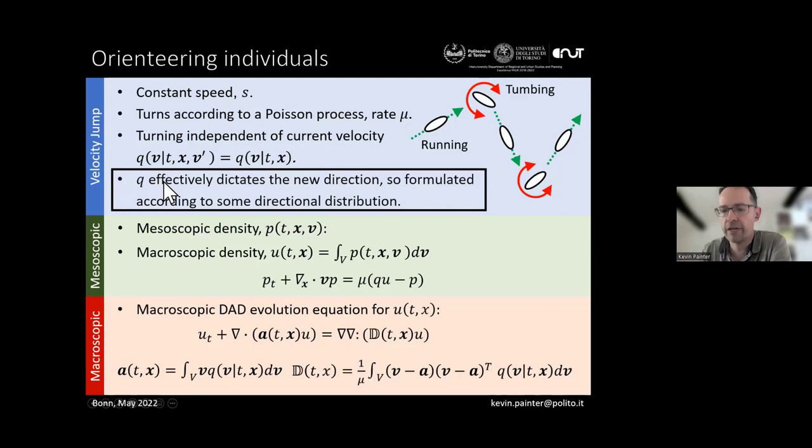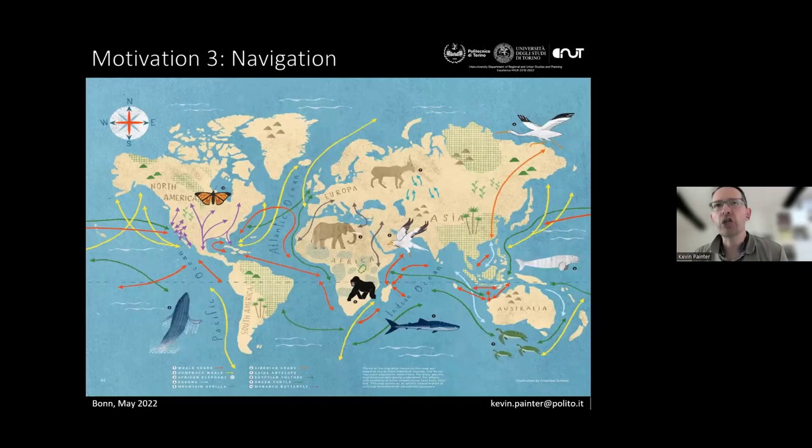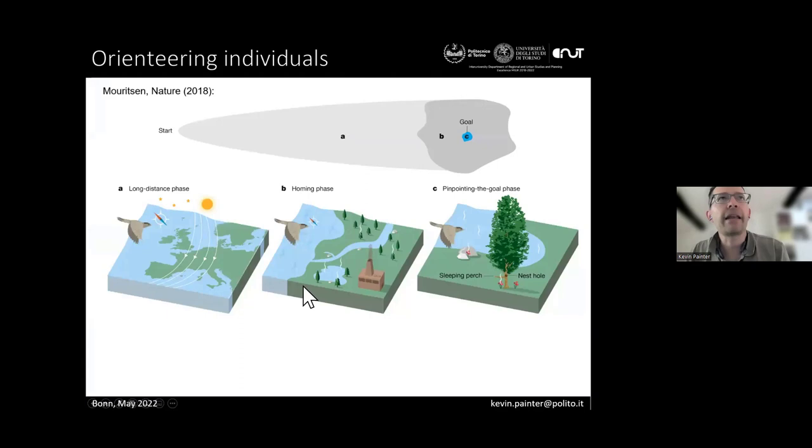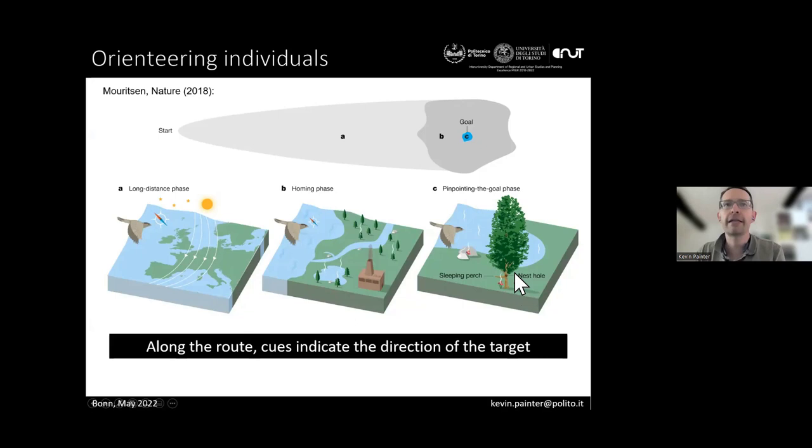So based on this, let's consider navigation as a model problem. This problem of how animals get through the environment has been studied for many, many years. Basically animals need to start somewhere, and they need to get to some sort of goal. That's been described as various phases. You have a long distance phase where you're using very large scale cues, maybe following the position of the sun, maybe following magnetic field information, then a homing phase where you're maybe picking up particular environmental features. And then there's a pinpointing the goal phase. For example, you recognize your particular tree where you have your nest hole. But basically, along your navigation route, you have various cues giving you an indication of the direction of the target, some sort of bias towards the goal. But it's going to fluctuate across the route in terms of the strength of that bias.